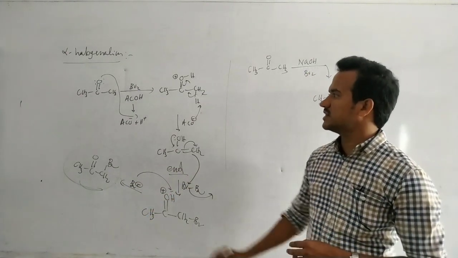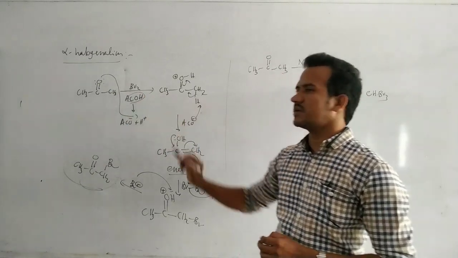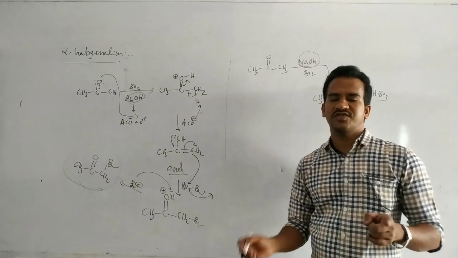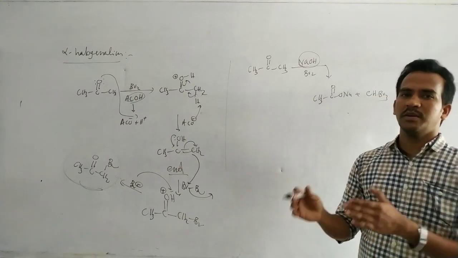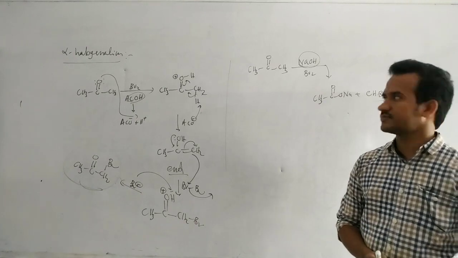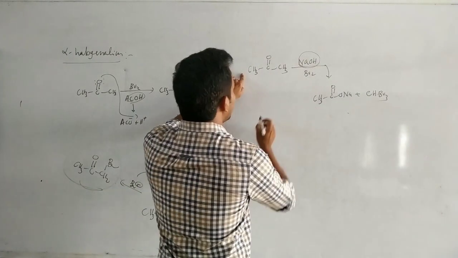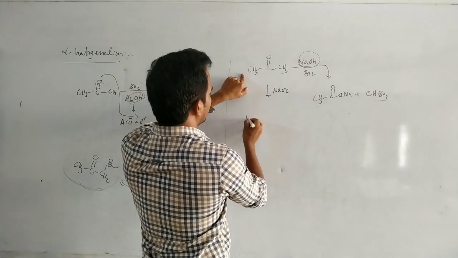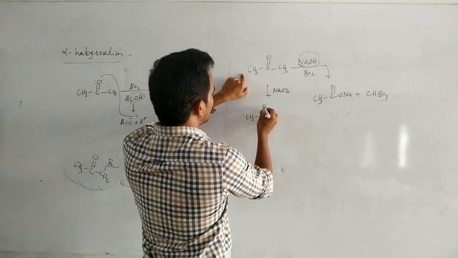What is the difference in these two reactions? Here, this reaction is in the presence of acidic medium, and this reaction is in the presence of basic medium. What is the difference between the acidic medium and basic medium in the production of the different products? In this case, the base removes the proton first of all. You know the mechanism of the haloform reaction.